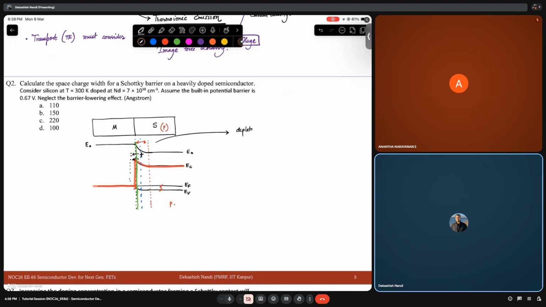So moral of the story is, depletion will be in the semiconductor only. Why cannot there be depletion inside metal?